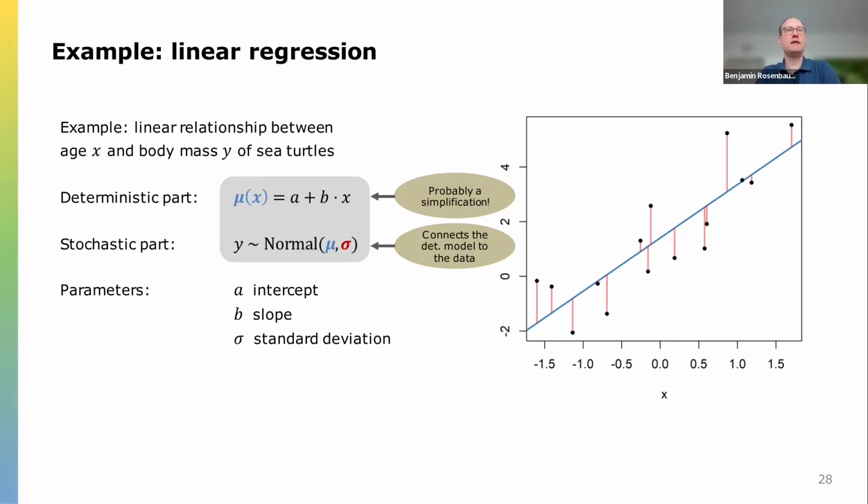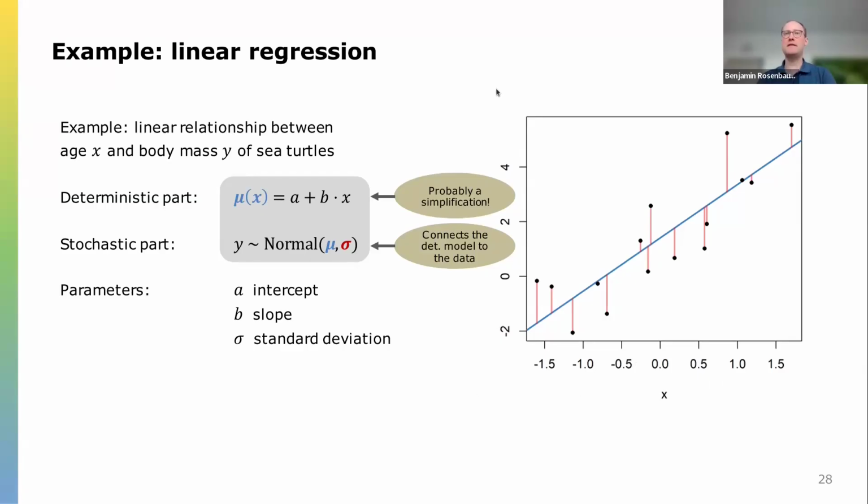Classically, we have an intercept here. This is A. We have a slope. This is B. So how much does the individual grow per year? But also the standard deviation. This is also a parameter of the model. So classically, a linear regression does not only have 2 parameters, but 3, and they can be simultaneously estimated.